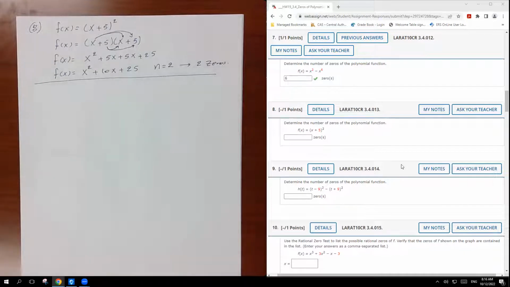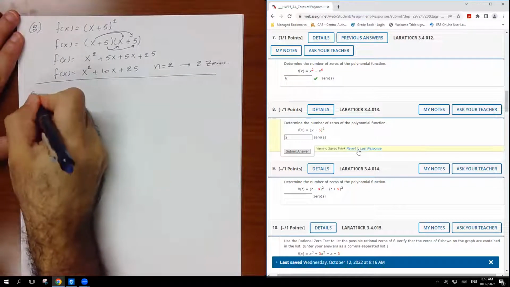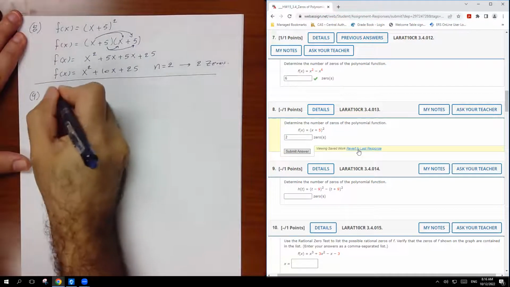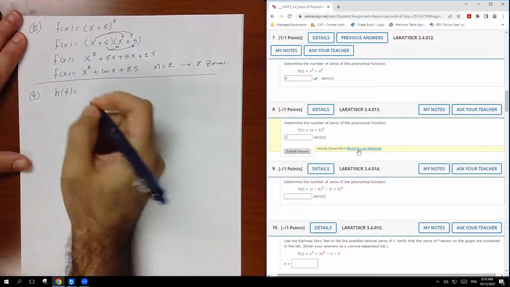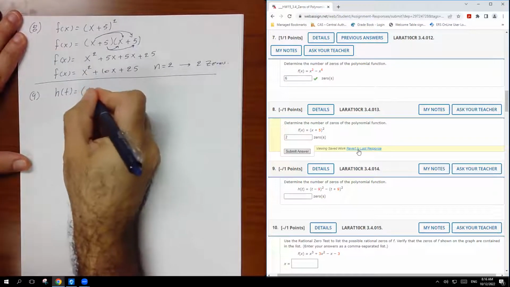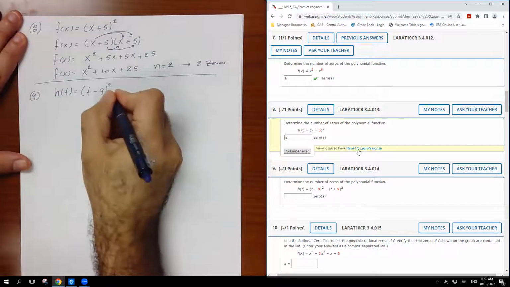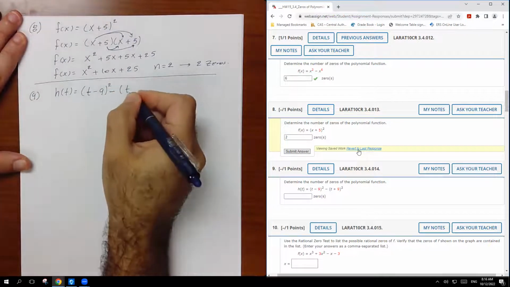But if you look at example 9, so 2 zeros here. With example 9, you're going to say, okay, the highest exponent is 2, that means I have 2 zeros. No, don't do that. First of all, do the same steps, simplify. So we have h of t equals (t minus 9) squared minus (t plus 9) squared.